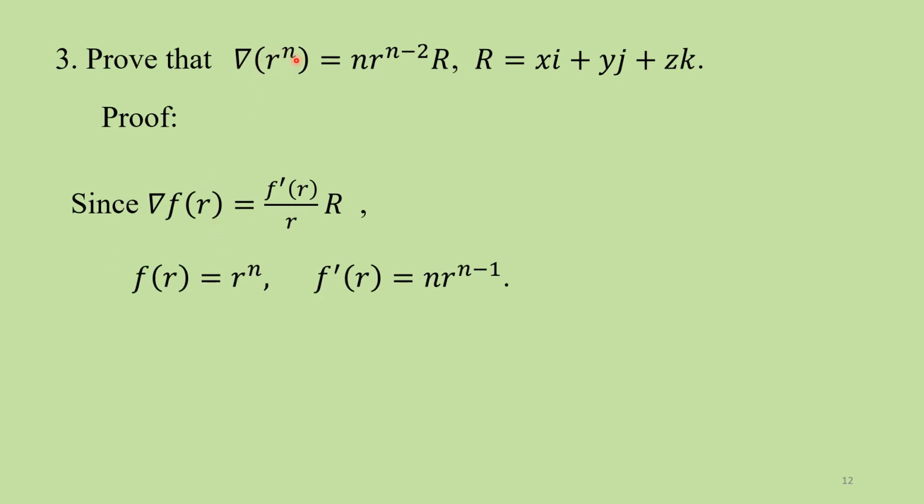So identify f of r, that is r power n, and differentiate once: f dash of r is n r power n minus 1. Substitute directly here, and that gives the result del of r power n, the gradient of r power n. Therefore it is n r power n minus 1 divided by r into vector r, where n r power n minus 1 by r becomes r power n minus 2. So the required result we have here is del of r power n equal to n r power n minus 2 into vector r.